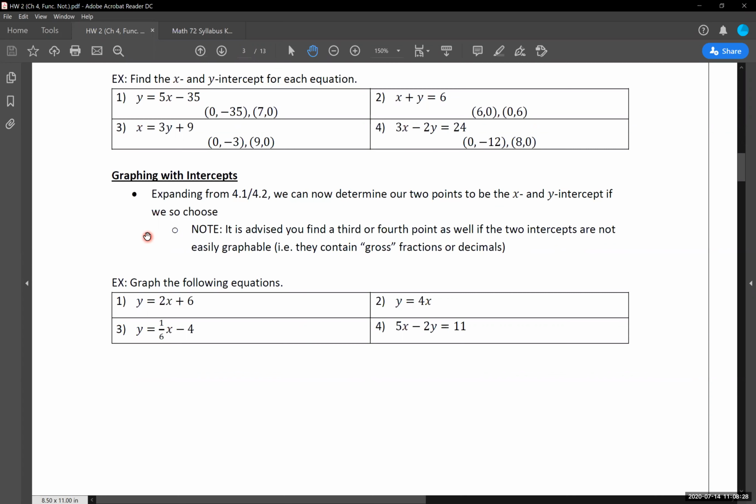So I'm going to go through 2 examples with this. I'm going to go through example 1, and I'm going to go through example 3 because we have a fraction showing up in here, and I want to show you guys how you can deal with that. So those are our 2 examples, and we're going to graph these using the intercepts. So we'll jump on over to our whiteboard.